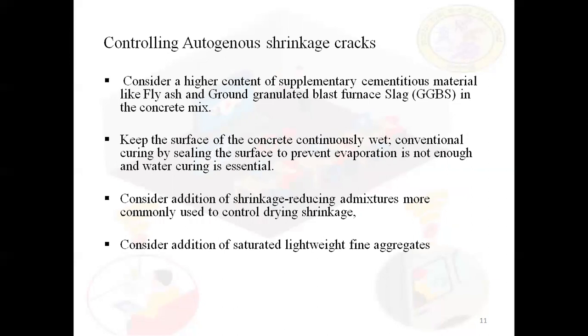Next, coming to the controlling of autogenous shrinkage, consider a high content of supplementary cementitious material. That means, instead of filling the voids with water, you have to use some supplementary material which is finer than cement. By doing that, the water movement will be avoided, so that the autogenous cracks can be avoided.